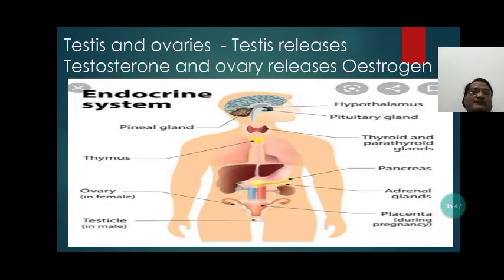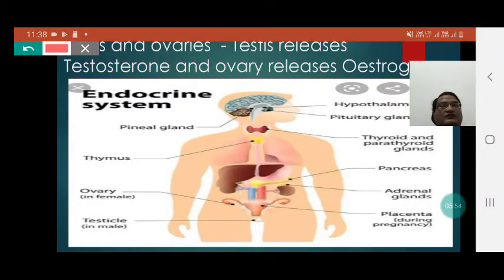Testis and ovaries. Testis releases testosterone and ovary releases estrogen. Students, testis is also an endocrine gland because it releases the testosterone directly into the blood and does not have any duct to release it into the blood.